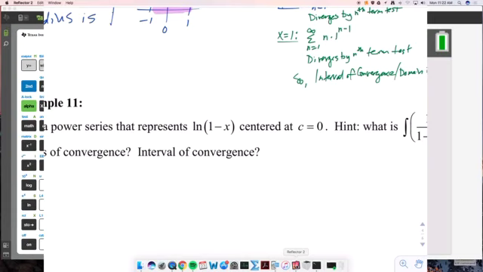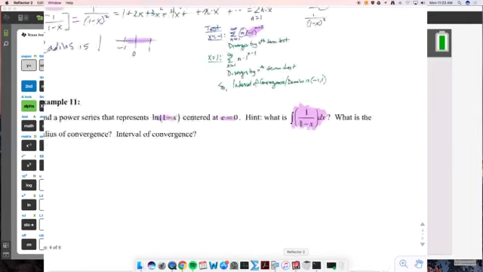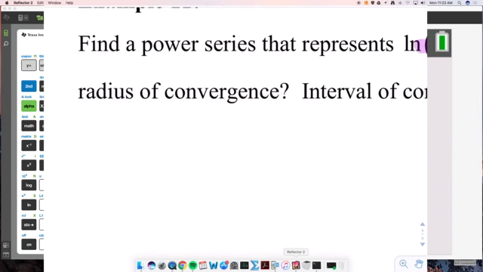Find a power series that represents the natural log of 1 minus x centered at 0. Now, again, you can always go straight to Taylor's theorem and produce the coefficients. But again, this could be an AP question, and they might lead you to what you need to do. It says, hint, what is the antiderivative of 1 over 1 minus x? So let's go ahead and ask it in that format.